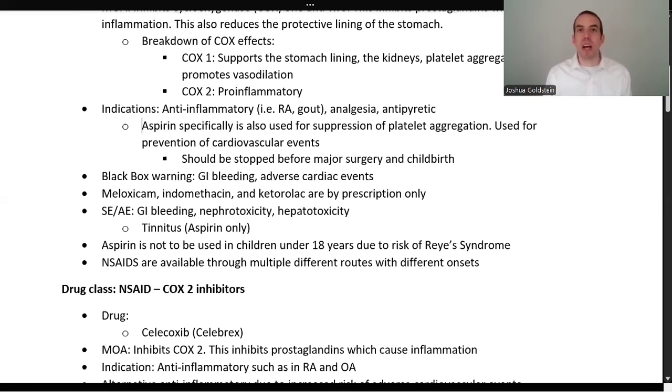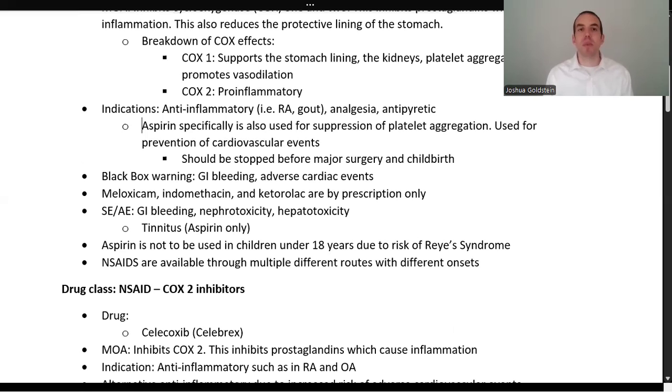COX-1 supports the stomach lining, it supports the kidneys, platelet aggregation, and it promotes vasodilation. COX-2 is really where the essence of inflammation is. If you're wondering why we don't have a specific COX-2 inhibitor, we'll talk about that in just a minute.